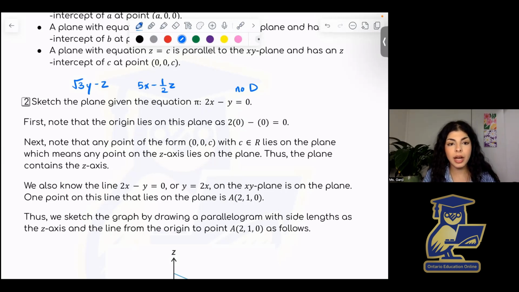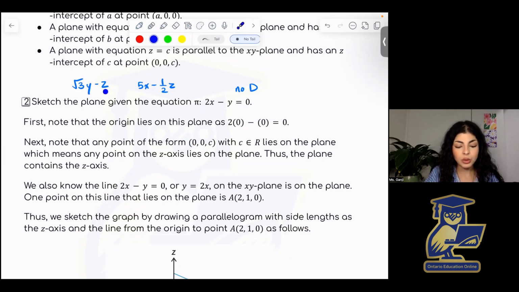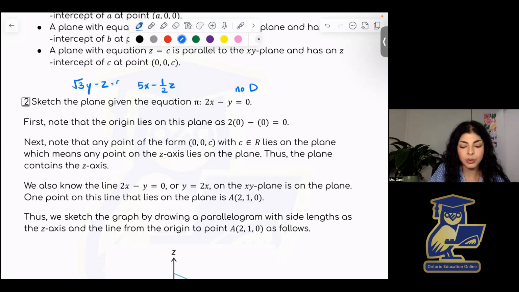So in all of these equations, I hope you can see that the origin lies on these planes, because if two or all of your variables are 0, then this equation is satisfied. All of these will be equal to 0, and so the Cartesian equation is satisfied, so the origin does lie on these planes. So that's already one point you have.